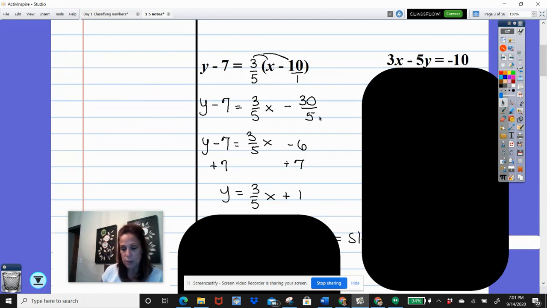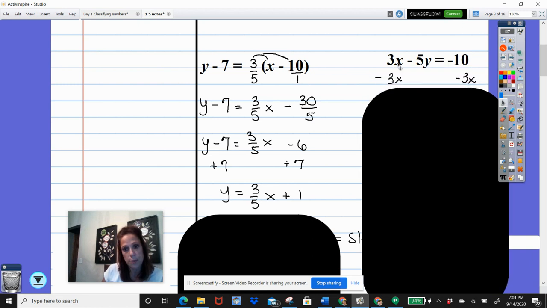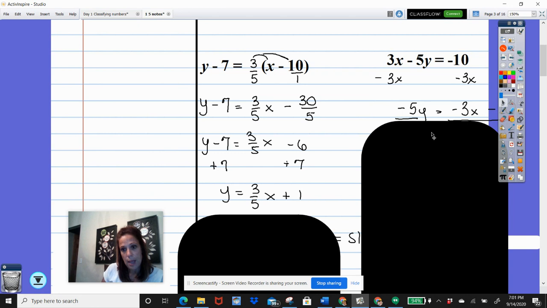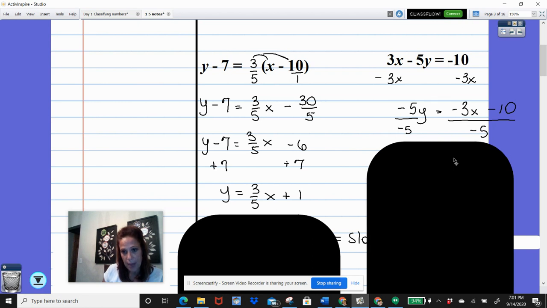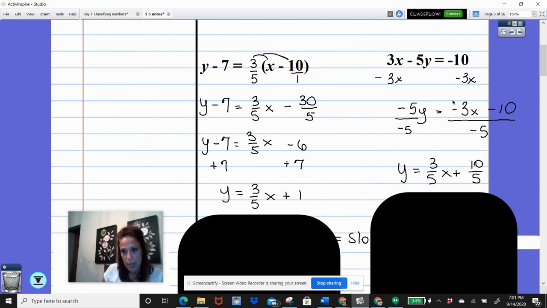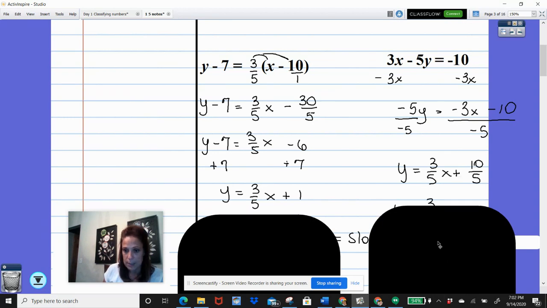So I look at the standard form one. I'm going to move the 3x to the other side. So I have a -5y equals a -3x minus 10. Divide both sides by -5. This will make y by itself. I have then a positive 3/5, and then I have a negative divided by a negative will be positive, and 10 over 5 will wind up being 2.